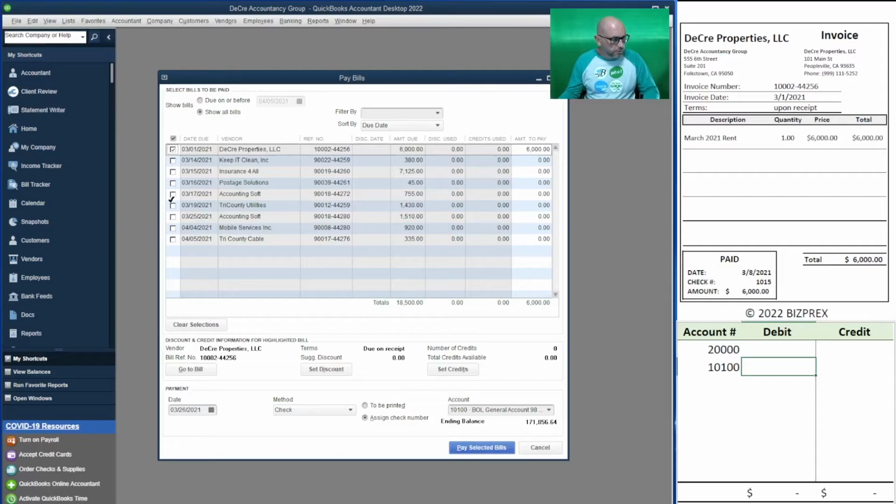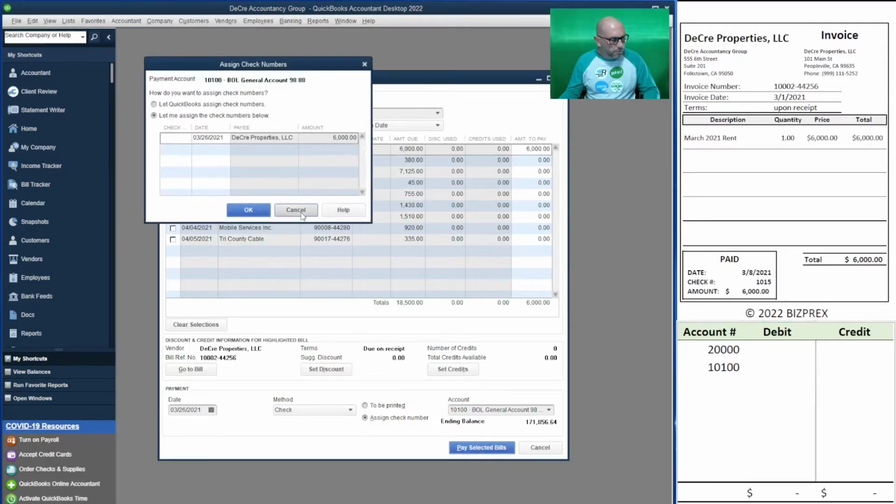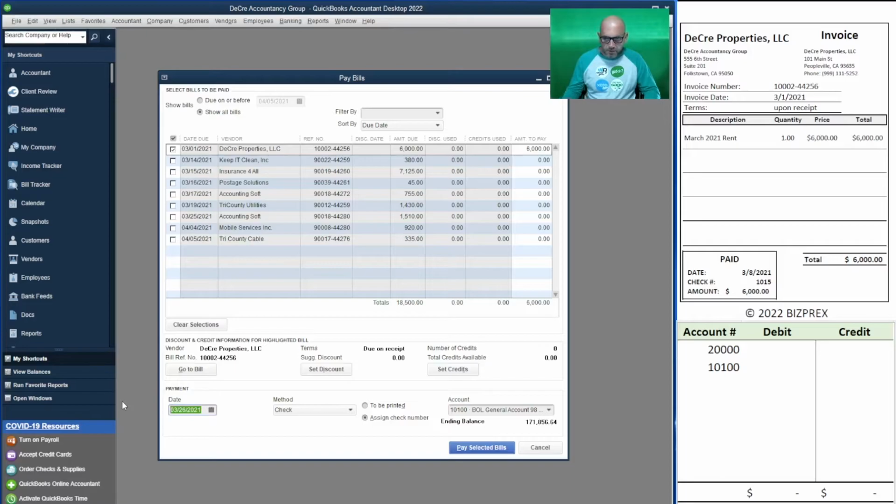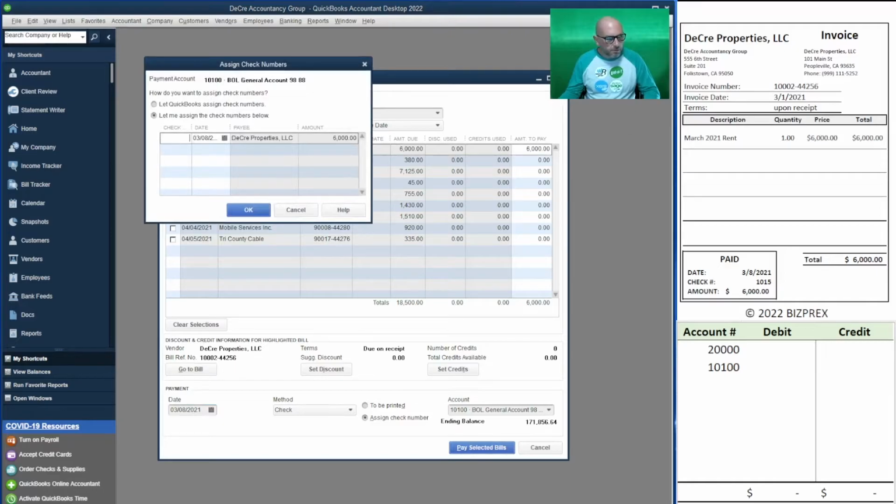Actually, let's see if we can do... Oh no, the dates are different. The dates are different. Okay, so here it is. Check. Create. So here's the date. 3/8/2021. They select. Okay. Assign check 15. So what's happening here? All right, reducing bank account, right, and reducing liability. That's it. That's what we're doing here.